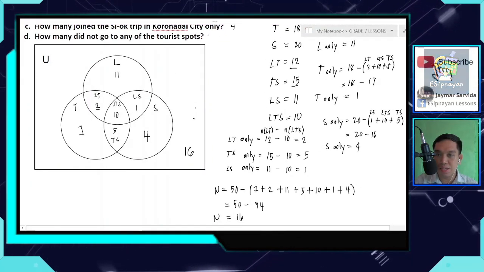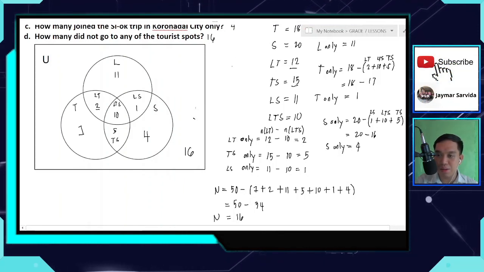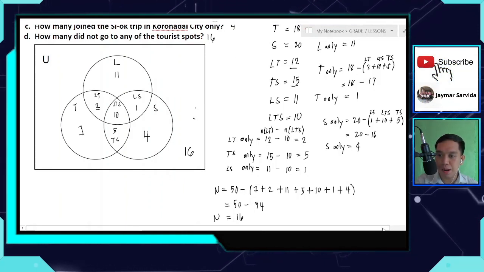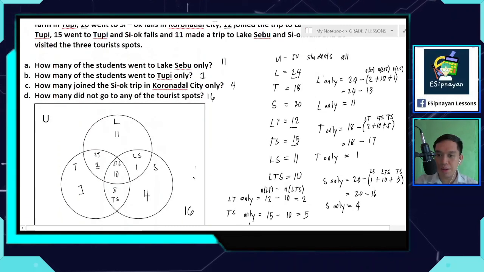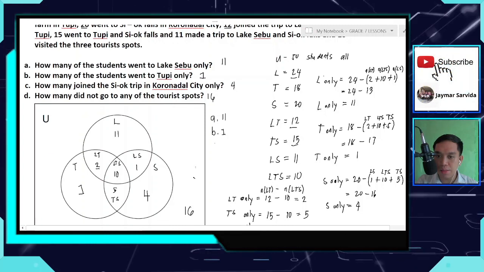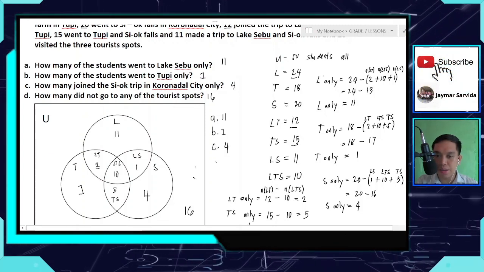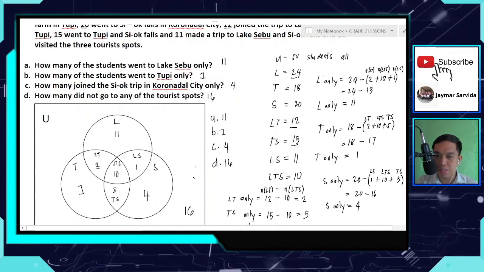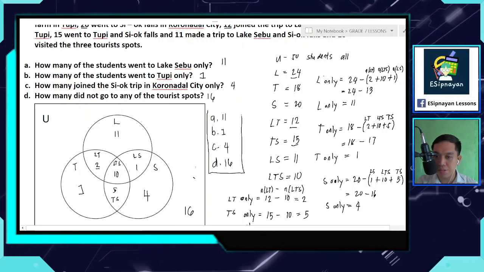Okay, so 16 ito. Okay, again, ilista natin kung ano yung ating mga sagot. Para klaro. Okay, so in letter A, 11. In letter B, 1. In letter C, 4. And in letter D is 16. So, ito yung ating answers.